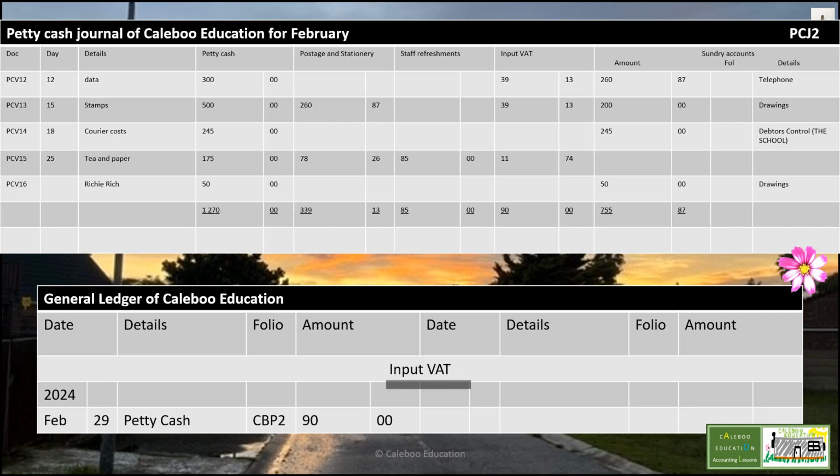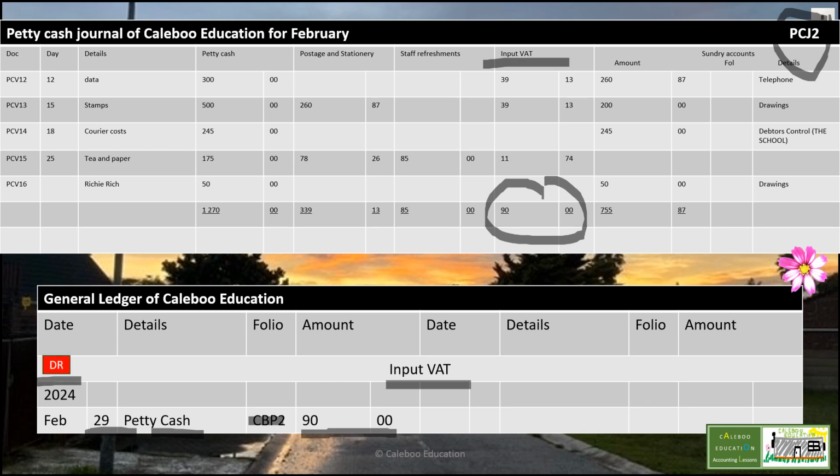Input VAT has its own column, so we take the total on the last day of the month. So there we go, 2024, February the 29th, under details, petty cash. Where did we get this information from? The petty cash journal number 2. And what was the amount? 90. Why did we debit input VAT?